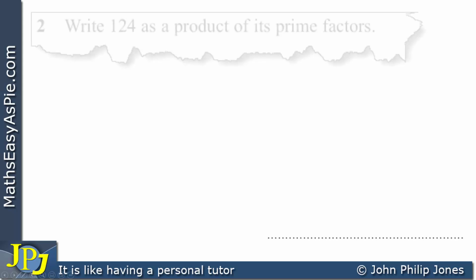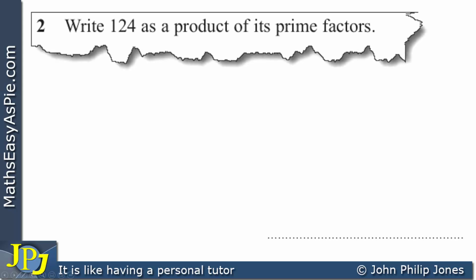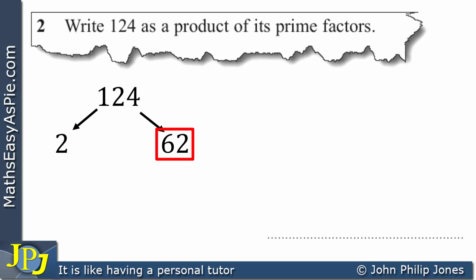Let's consider this examination question. It says write 124 as a product of its prime factors. Now, the first thing we need to do is to write down the 124. And now I am going to ask, what two numbers multiplied together will give me 124? Well, I can think of 2 and 62. If you multiply 2 by 62, you'll get 124.